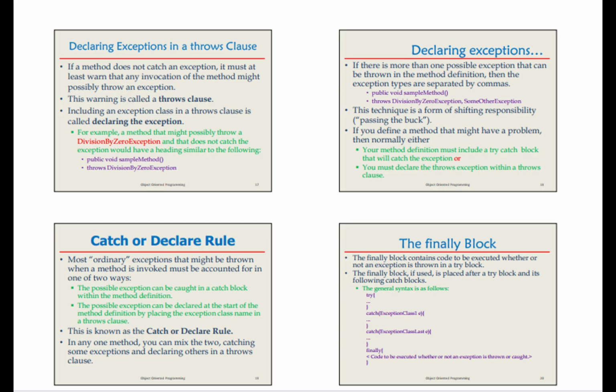If there is more than one possible exception that can be thrown in the method definition, then the exception types are separated by commas. Public void sampleMethod() throws DivisionByZeroException, SomeOtherException. This technique is a form of shifting responsibility, passing the buck.